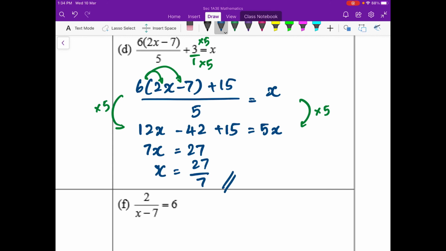Because in a decimal form, you see that you have many decimal places. 3.85714 and so on. You're not going to write everything down. You're probably going to round off. And then it's no longer going to be exact. Whereas my 27 over 7 is exact.